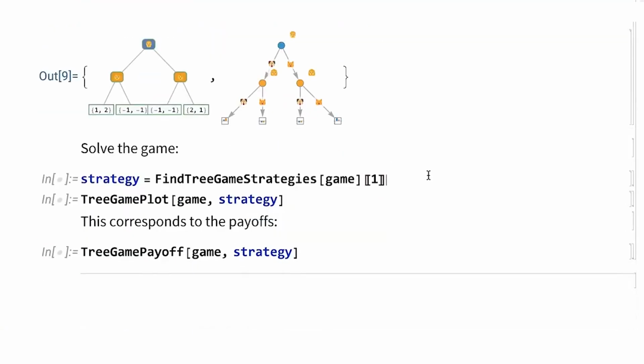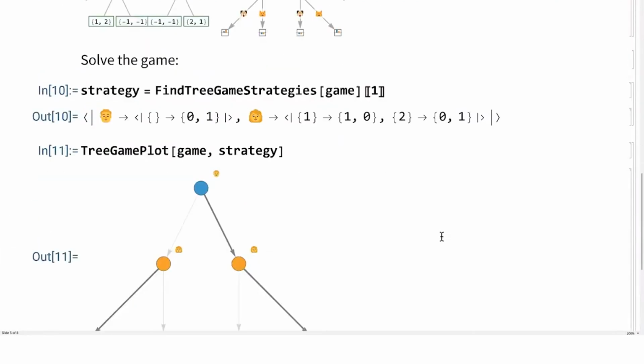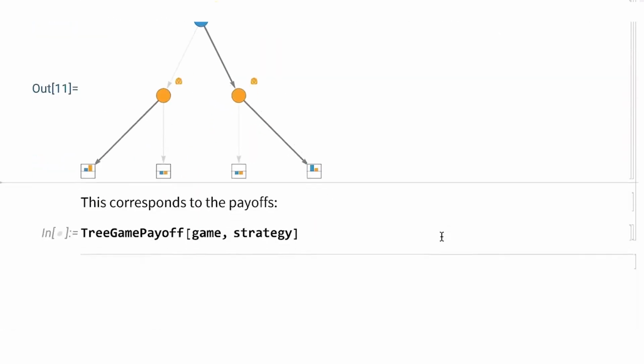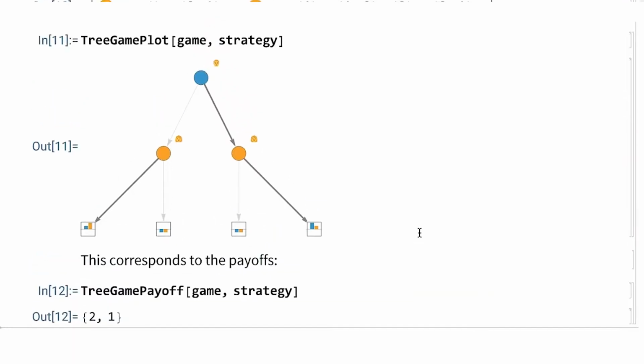Find tree game strategies allows us to find the subgame perfect equilibrium, which can be seen as the Nash equilibrium of tree games. In this case, the strategy proposed is for me to choose cat, and for her to choose dog if I choose dog, and cat if I choose cat. This corresponds to the expected payoffs of 2-1 in my favor, using the tree game payoff function. Clearly, this formulation of the game advantages the first player to act.